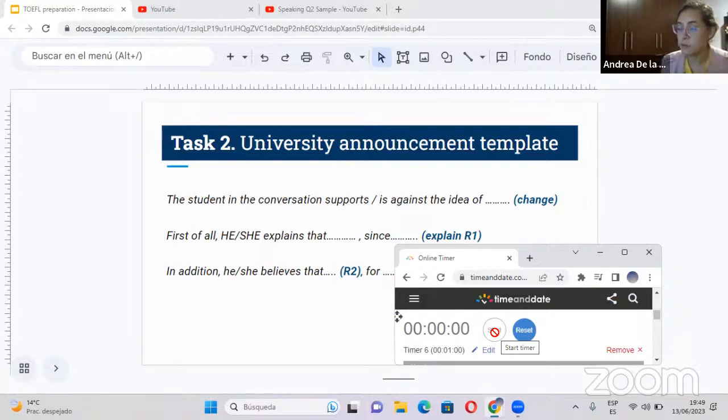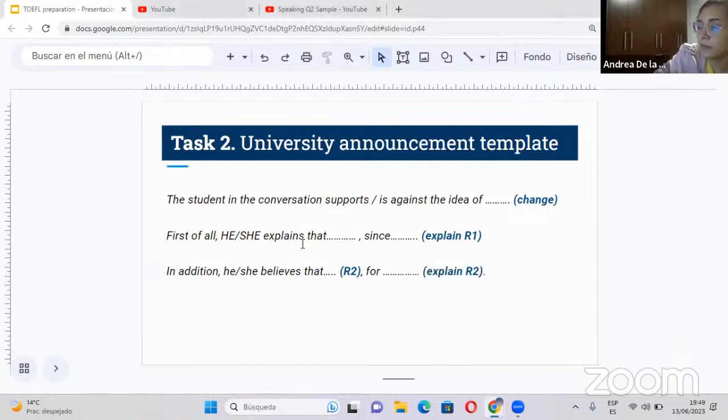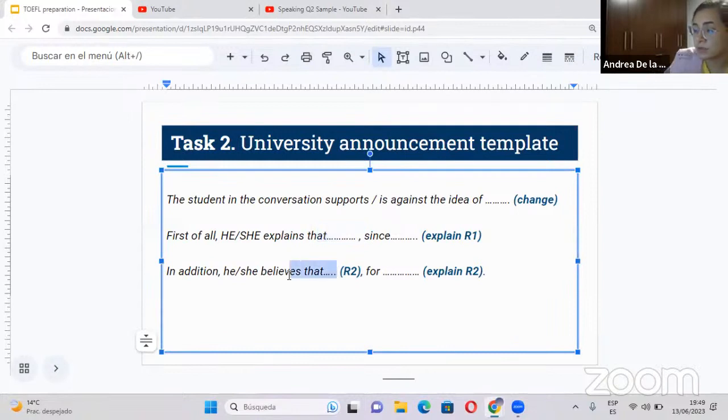Remember that you have them on your mind, right? You know what the university said. So for example, the way that I did that was here. Here I talk about the university's reasons, and then I contrast them with the students' reasons. So I say, for example, first of all, she explains that it is not true that students are not interested in the sculpture program, right?